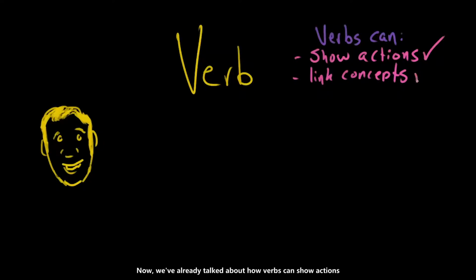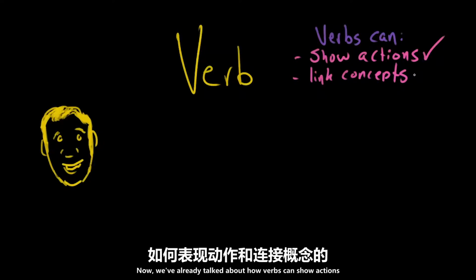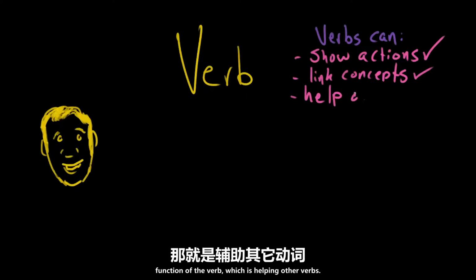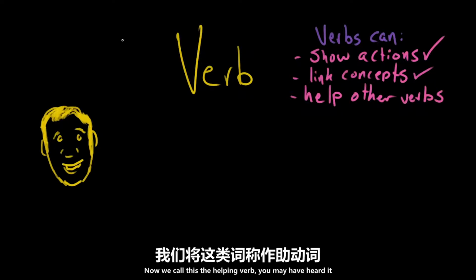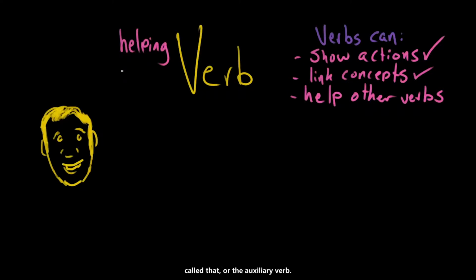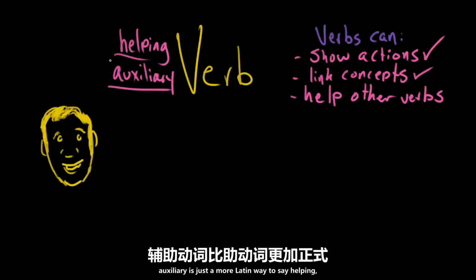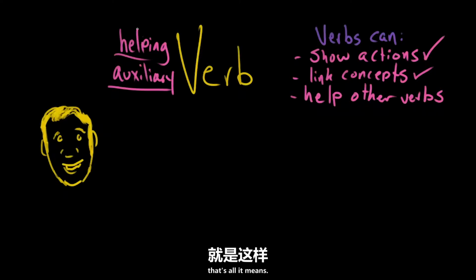Hello, grammarians! Now, we've already talked about how verbs can show actions and link concepts, and today I'd like to talk about a third function of the verb, which is helping other verbs. Now, we call this the helping verb, you may have heard it called that, or the auxiliary verb. These are just two words for the same thing. Auxiliary is just a more Latin way to say helping, that's all it means.